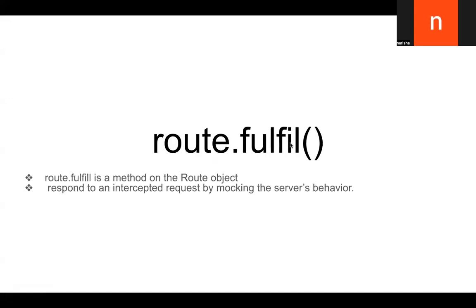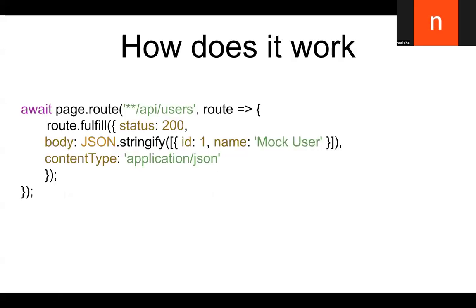The second is route.fulfill. What it will do is help us to mock the response without making an actual call to the server. So with page.route, when this particular network call is being made, route will intercept, and then in the fulfill method I'm passing the response like an actual server. This is called mocking the response, and this will be sent back to the browser.